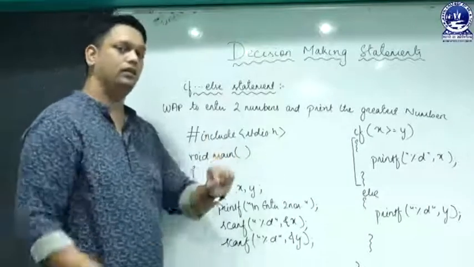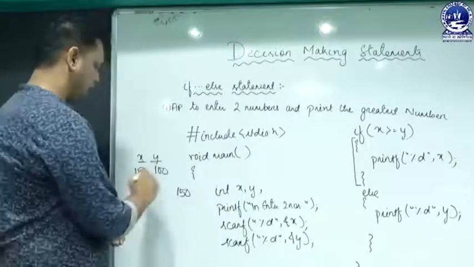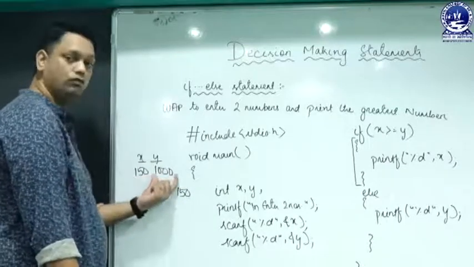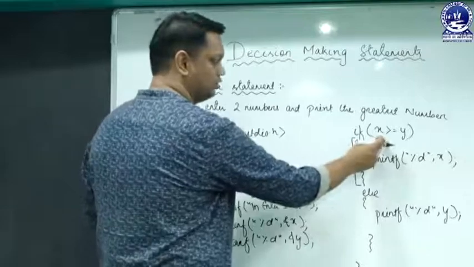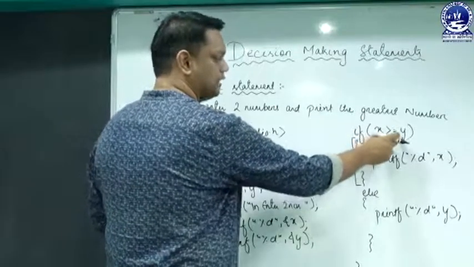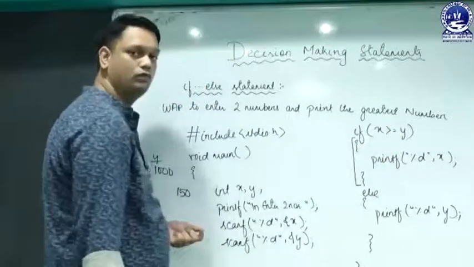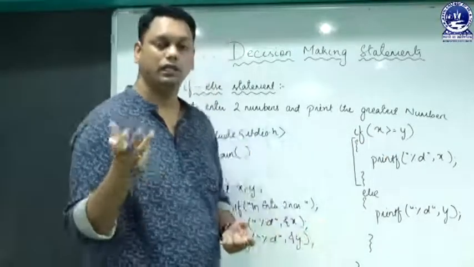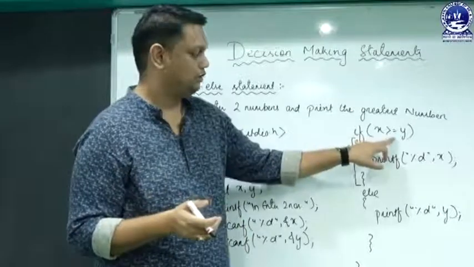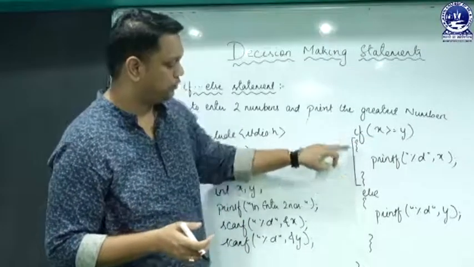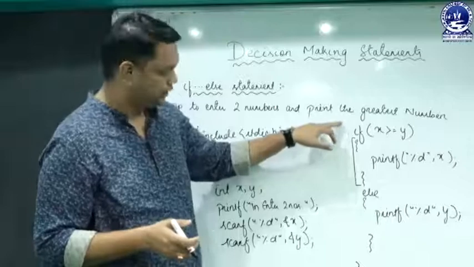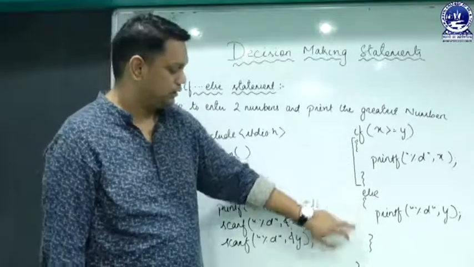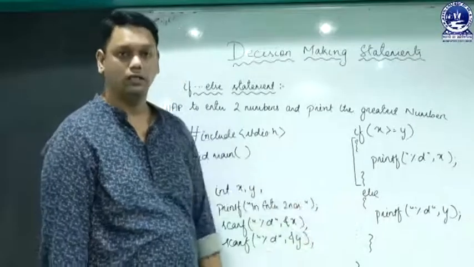Let's take another example. I will change the value. Suppose x is 150 and y has 1000. It will check the condition over here: is 150 greater than or equal to 1000, true or false? False, obviously false. So 150 is not greater than 1000. As the condition returns false, it will not enter the block of the if statement. It will enter the block of the else statement. That means the statements within the else block will be executed.